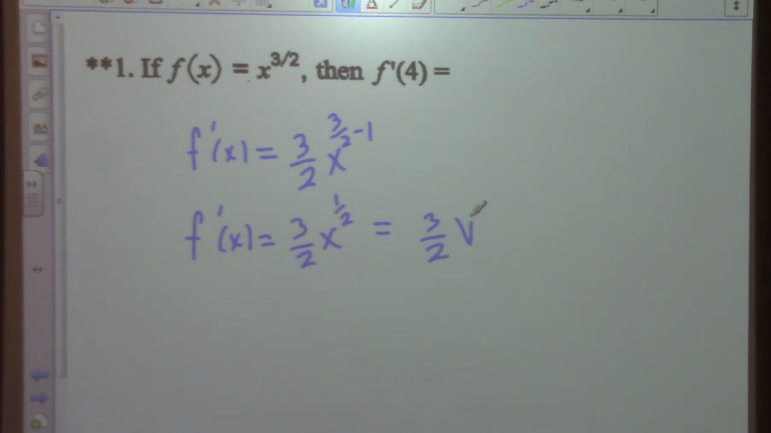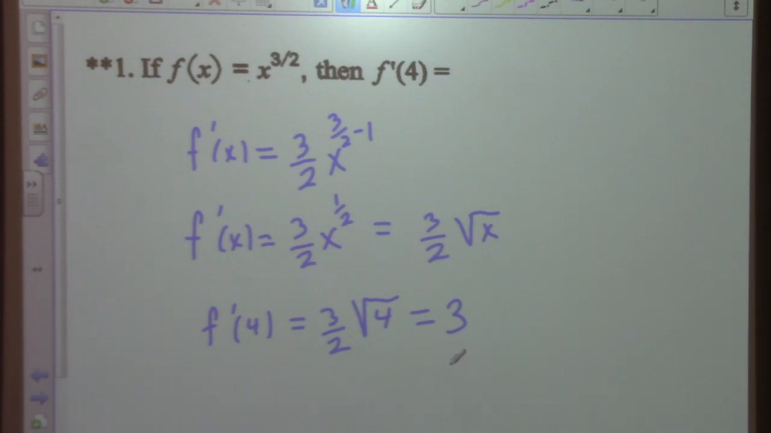Square root of x. So now we have f prime of x, and now we're trying to find f prime of 4. f prime of 4 equals 3/2 times the square root of 4, which equals 3. Okay? Because you got 2 divided by 2.